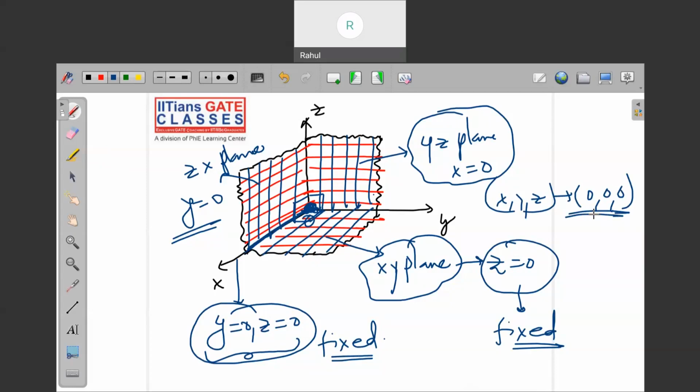So you have to keep this in mind. If you are on the x-axis, then y equal to 0 and z equal to 0. If you are on the y-axis, then x equal to 0 and z equal to 0, right? And if you are on the z-axis, what is going to be 0 here? x equal to 0 and y equal to 0. So all these things are very basic, okay, which will be helpful.